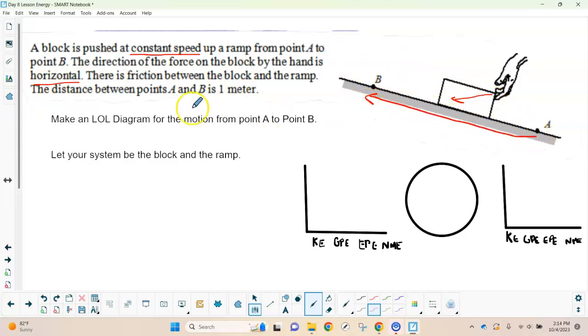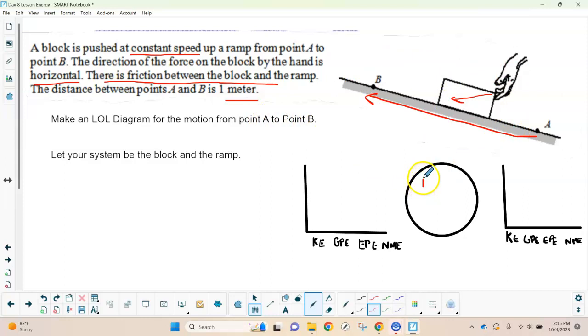It says there is friction between the block and the ramp. And then the distance between points A and B is a meter. They give you some information you don't really need. It says make an LOL diagram for the motion from point A to point B. So let's consider the things that we want to be part of our system.